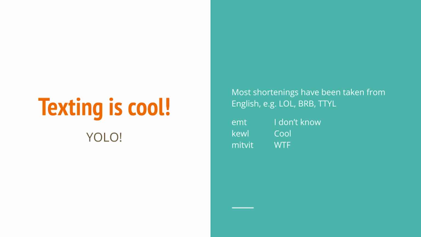The examples we have here: EMT, which is shortened from en, mä, tiedä. En means no. Technically, mä is I, like I don't together. And tiedä, it's to know. Mä en tiedä, I don't know.